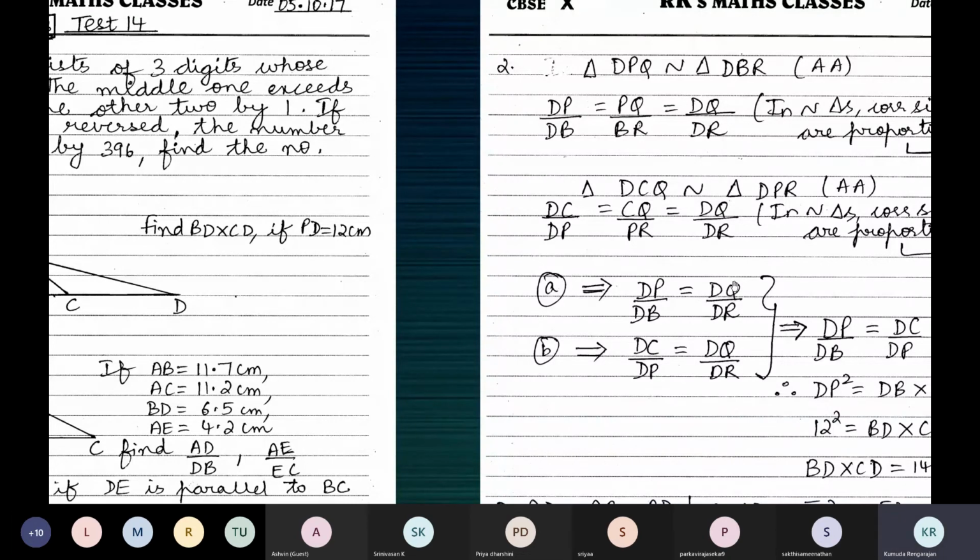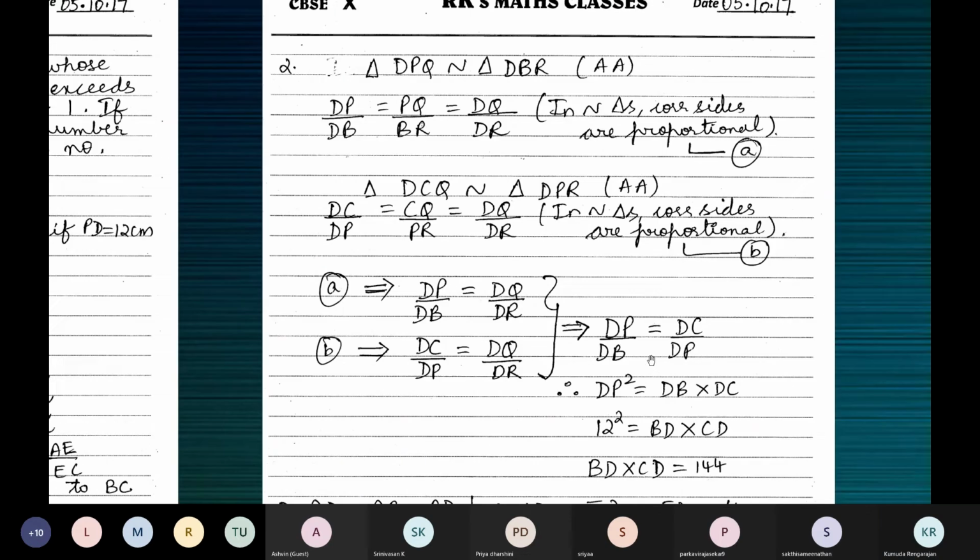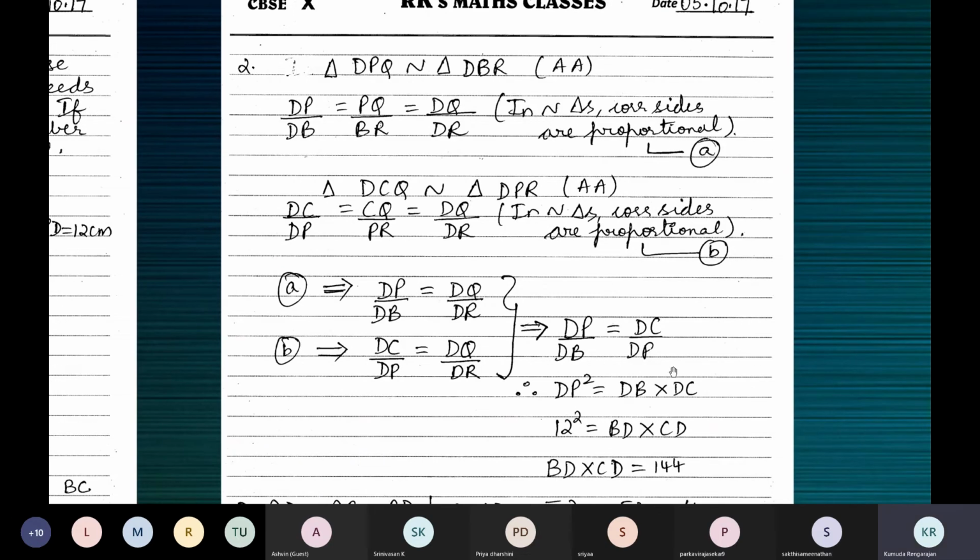In these two proportions, we have DQ by DR common. So this ratio is equal to this ratio. On cross multiplying, we get DP square is equal to DB into DC. DP is 12, so 12 square is equal to BD into CD. So BD into CD is 144.